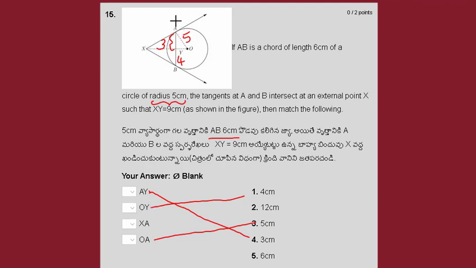If you observe here in the diagram, XAO is a right triangle, and given that XY is 9. Now if you draw the diagram separately, this is 9 plus 4 which is equal to 13, and this is equal to 5. With 5 and 13, if you use the Pythagorean theorem, we get this is 12. So XA is equal to 12. So we can match these two.